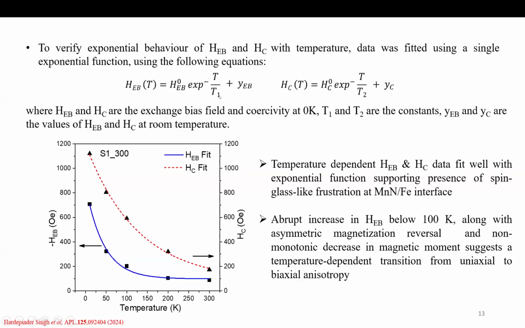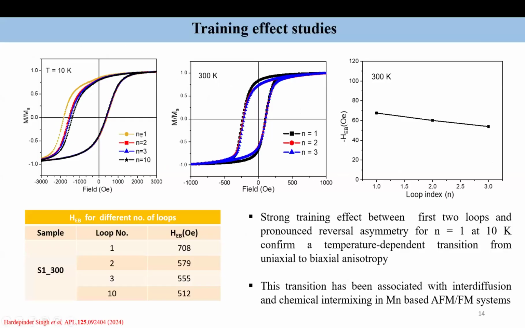I'll finish. Further, we did fitting of this, and we found that it fitted well with the exponential function, and it showed a spin glass-like frustration at the surface. Then we did a training effect study for 10 loops, and we observed a strong training effect, as you can see in this figure, between the first and second loops. It confirmed a temperature-dependent transition from uniaxial to biaxial anisotropy, which was further confirmed by the fact that at 300 Kelvin there was no training effect for the uniaxial sample.